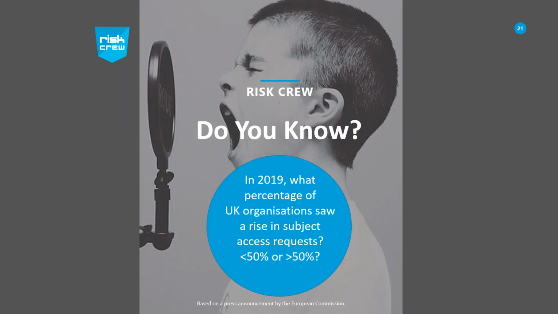And here we have another aside, and again, if you'd like to type your answers into the text box on there. But do you know, in 2019, what percentage of UK organisations saw a rise in subject access requests? Was it less than 50% or more than 50%? I'll just give a couple of minutes there, see whether or not anybody answers.